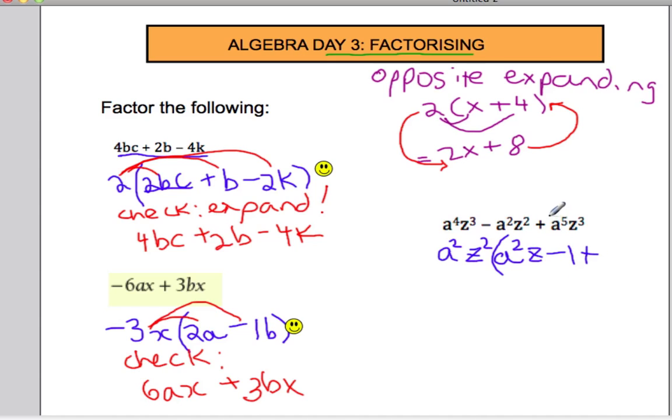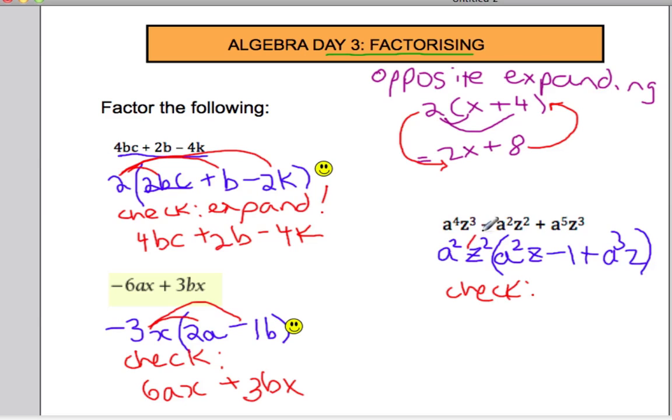Alrighty. Now here we had 5 a's. We took out 2 of them. So what we've got left is 3 a's. And then here we had z to the power of 3, z squared. So had 3, took out 2 of them, have 1 left. Okay, now again, of course, we're going to check, always check.